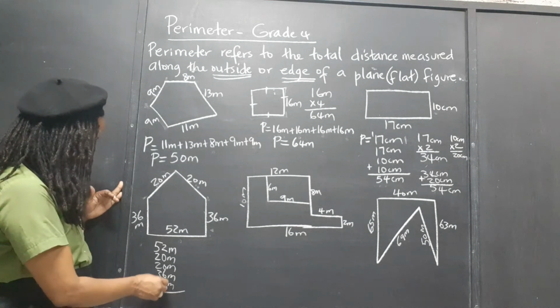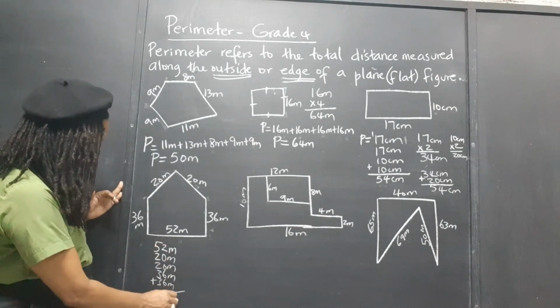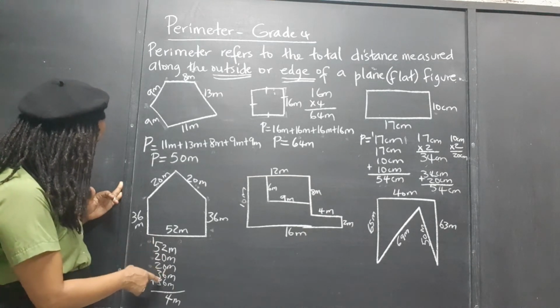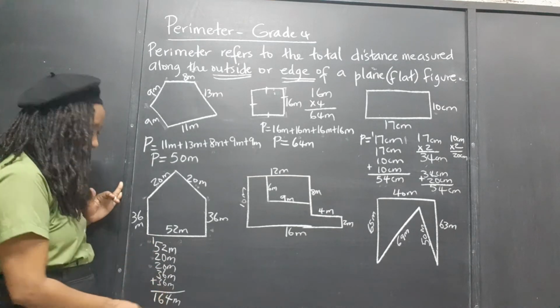Alright, so 6 and 6, 12 and 2, 14. 6, 8, 10, 60. 164 meters.